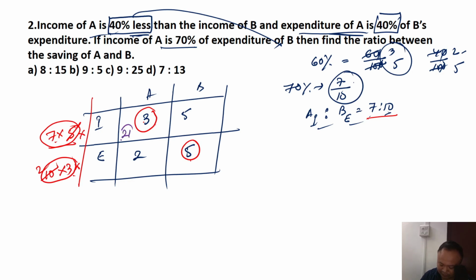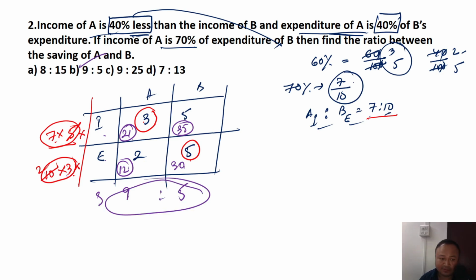7 3 21, 7 5 35, 3 to 6, 6 to 12, 6 5 to 30. Income, expenditure, saving: the answer is 9 parts, and so 5 parts. Next.